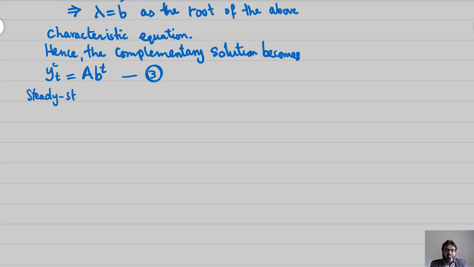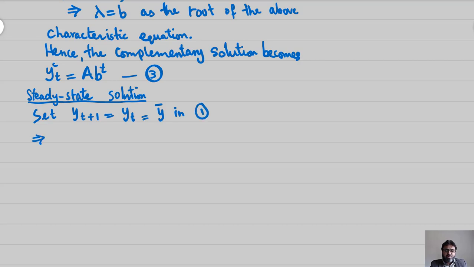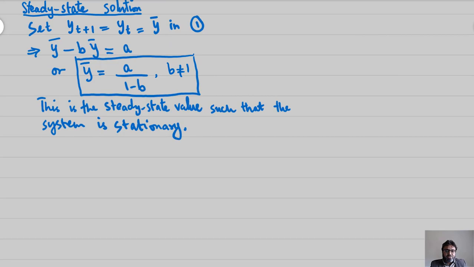In the second step, we will find the steady state value of the dynamical system. The steady state is the value where the dynamical system does not change its state. The variable stays the same given the time is changing. So we set y_{t+1} equals y_t equals some static value y bar in our main equation 1. So equation 1 becomes y bar minus b y bar equals a. By taking y bar common and getting rid of the coefficient, we get y bar equals a upon 1 minus b as our steady state value. And this steady state requires that b should not be equal to 1.